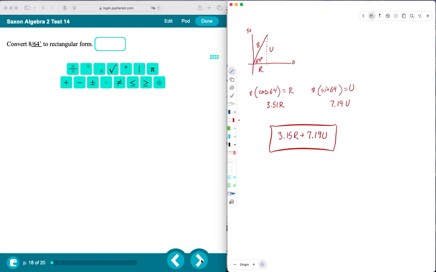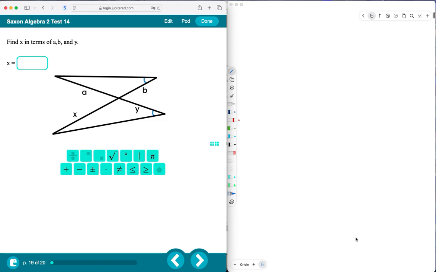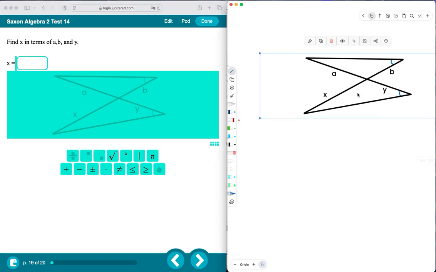All right, the next problem is 19. All right, so I'm going to copy this image over. It just helps me because I like to draw on the image. It helps me solve it better.